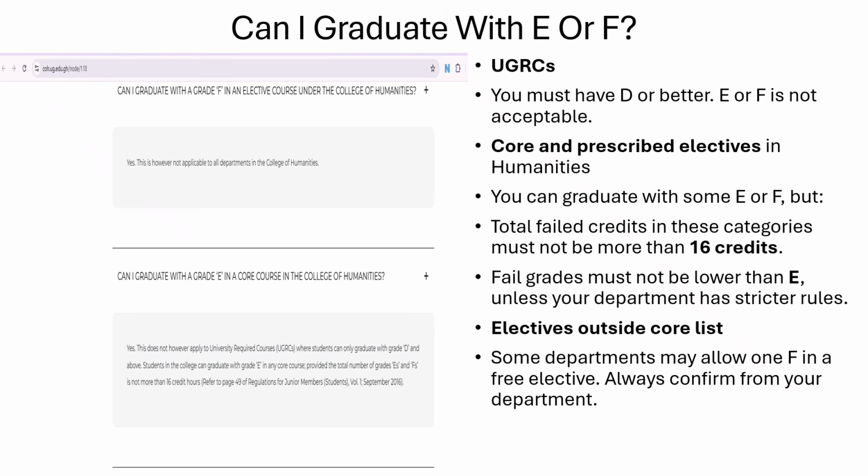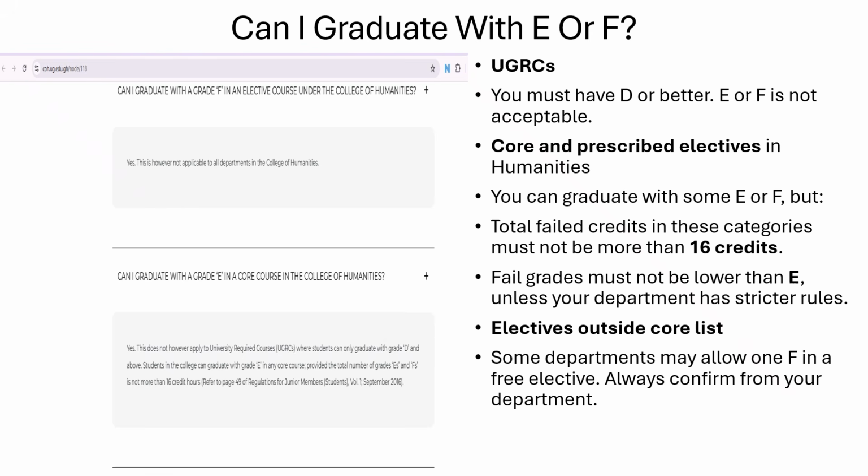And another question: can I graduate with a grade E in a core course in the College of Humanities or Education? What I'm going to say is yes. This does not, however, apply to university required courses, as already said. So if it's a UGRC course, if it's a research course, and you had an E or an F, you cannot graduate.